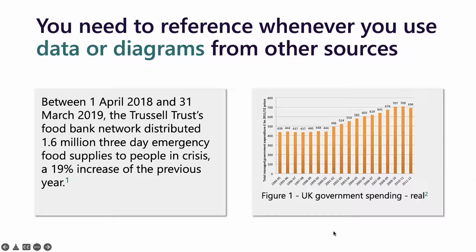You also need to reference whenever you use data or diagrams from other sources, so any numbers that come from anywhere. So our first example is about food bank networks and some information there. And the second one is about government spending. So anywhere that you use data or diagrams, even if you create the diagram yourself, so if we'd created this bar chart ourselves, we'd still need to say where we got that information from.